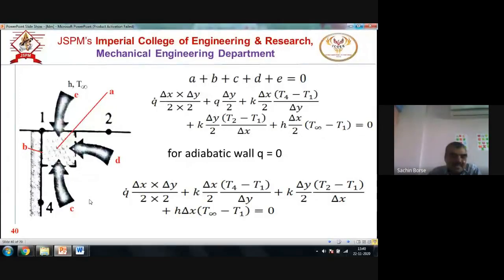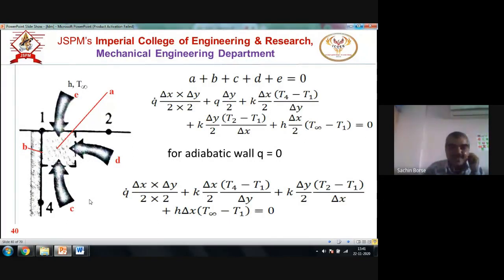D is again conduction from 2 to 1. So we'll write K into the area, which is vertical del y by 2 into depth of 1 meter, that is K del y by 2, into the temperature gradient, that is T2 minus T1. And the distance between T2 and T1 is del x. So T2 minus T1 divided by del x. Now I can write T1 minus T2 or T2 minus T1, but as I told you, while dealing with any node, the local temperature should always come in the subtraction. So it should be minus T1 here.